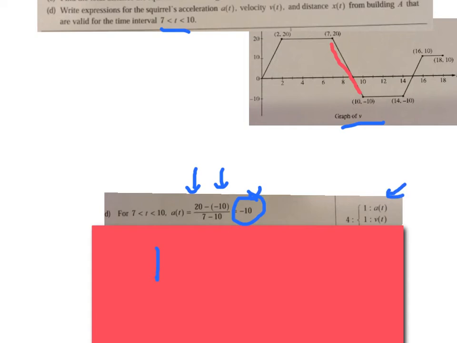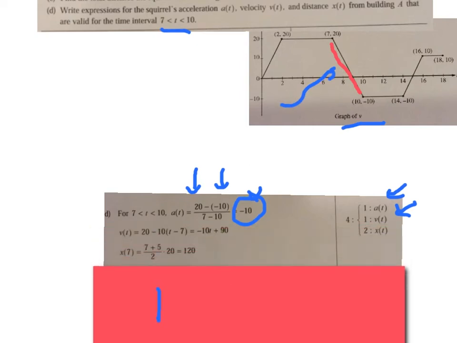That's 0.1. 0.2 is the velocity. Well, this is the velocity function. I just need to come up with the equation of that red line. So how do I do that? Well, you need a point and a slope. The slope you're already given is negative 10.